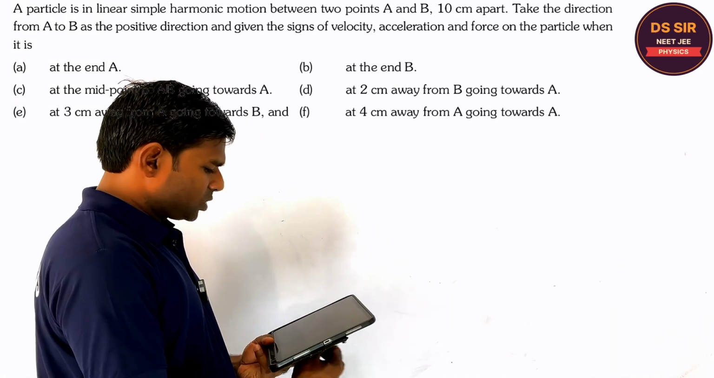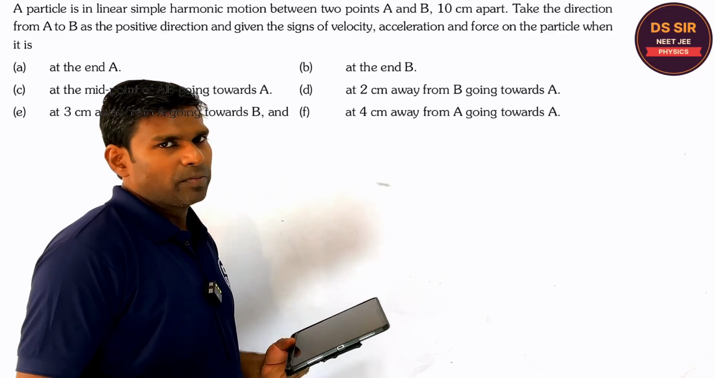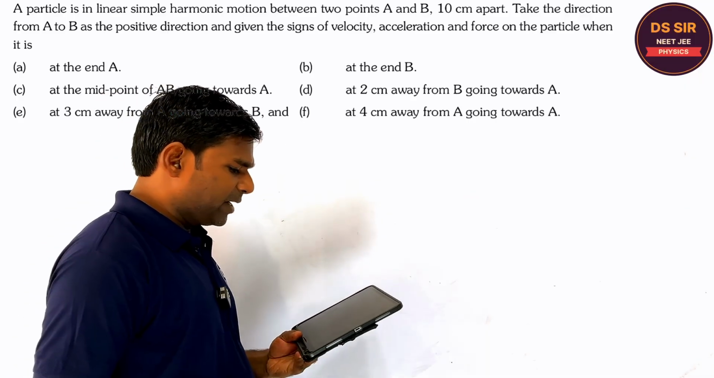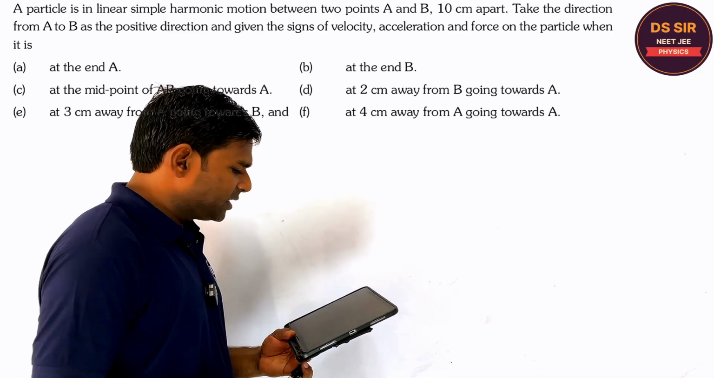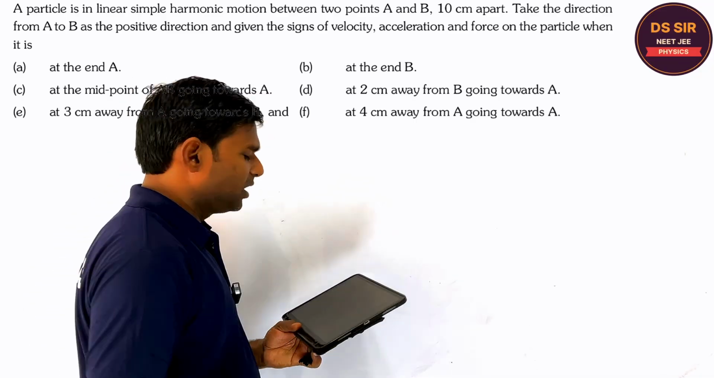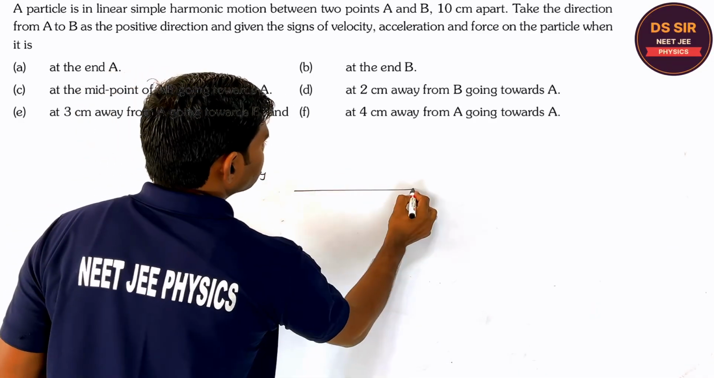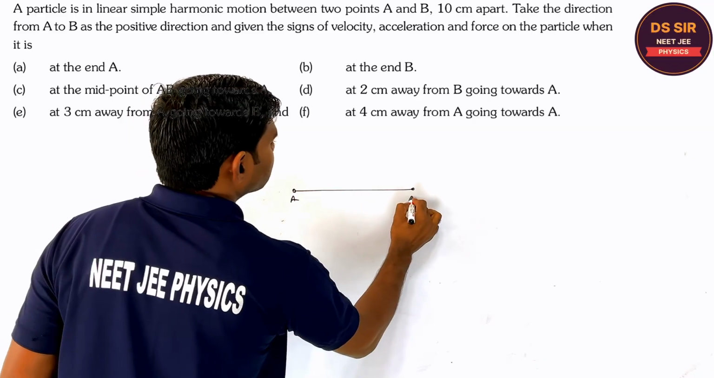So in this question, listen one thing. A particle is performing linear SHM between the two points A and B, 10 centimeter apart. Take the direction A to B as positive and give the sign of the velocity, force and acceleration on the particle. Listen one thing. In this case, this is A and this is B.